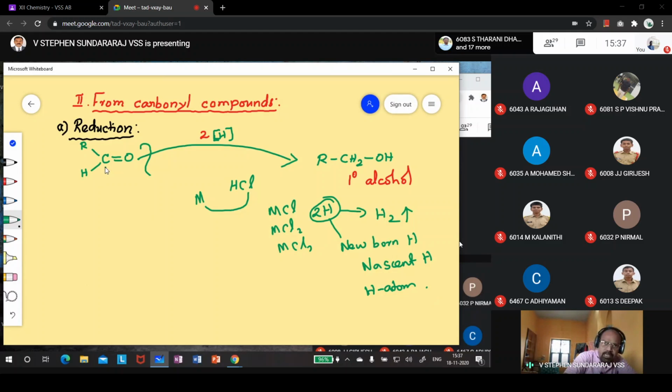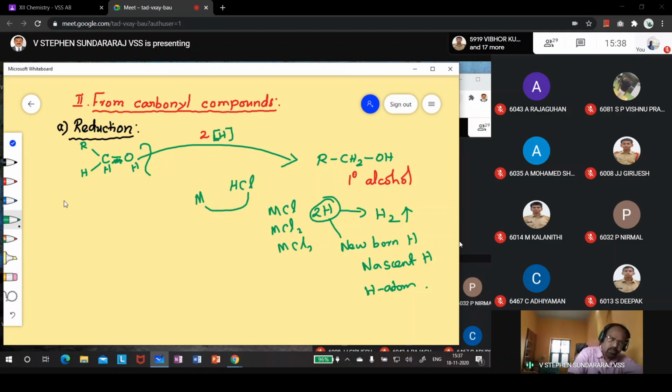So here one hydrogen, here one hydrogen will be added, and this double bond will disappear. So you are getting CH2OH. In case of the ketone, you are getting a secondary alcohol. Okay, so write down the reagents, what all reagents you can use for this.